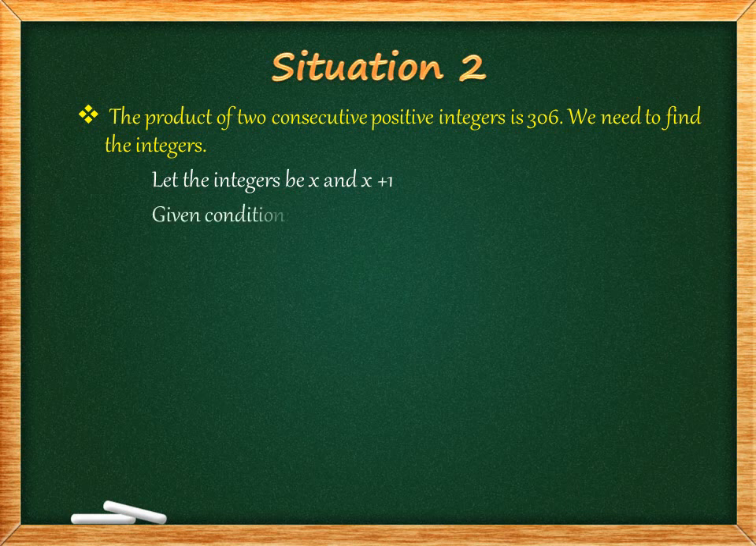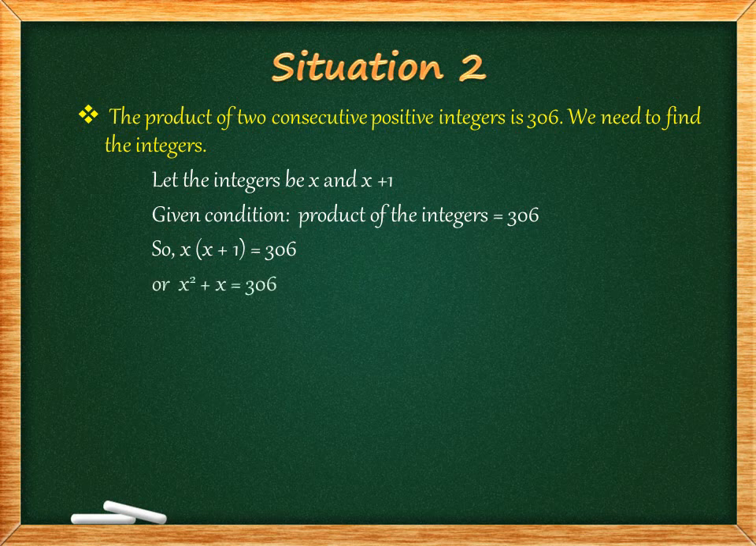Now the given condition is the product of two integers is 306. So we can write it as x into x plus 1 is equals to 306. After opening the bracket, we will have x square plus x is equal to 306. On transposing 306, we will see this will take the form x square plus x minus 306 equals to 0. Again, the left hand side is a quadratic polynomial, so we can write it as p(x) is equals to 0, where p(x) is x square plus x minus 306.